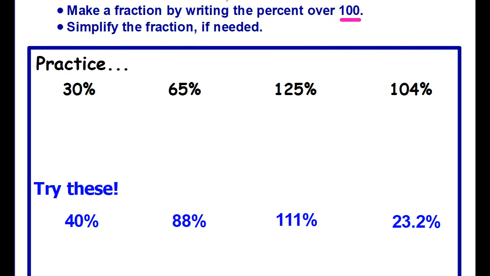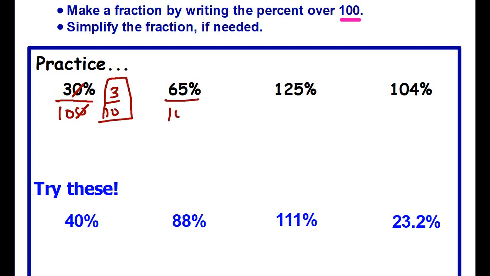Okay, to change a percent to a fraction, we make a fraction by writing the percent over 100, and then simplify the fraction if needed. Well, that makes sense because we know percent is out of 100. So 30%, turn it into a fraction by putting it over 100. Give it a denominator of 100 and simplify. Both numerator and denominator end in a 0, so I can divide them both by 10. Or there's a little shortcut trick. When you see that they both end in a 0, you can cross them off, and it gives you your simplified fraction of 3/10.